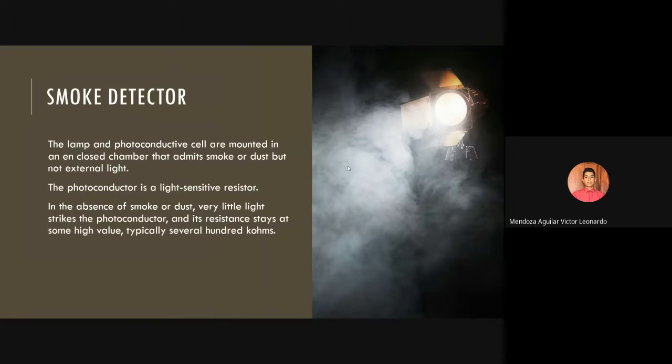Well, now the smoke detector. The lamp and photoconductive cell are mounted in an enclosed chamber that admits smoke or dust, but not external light. The photoconductor is a light sensitive resistor. In the absence of smoke or dust, very little light strikes the photoconductor and its resistance stays at some high value, typically several hundred kilo ohms. Next, please.